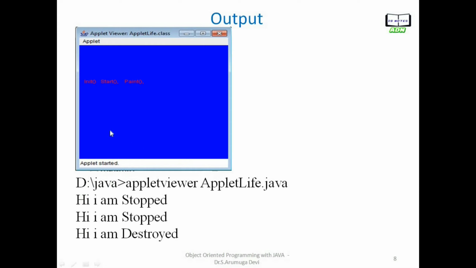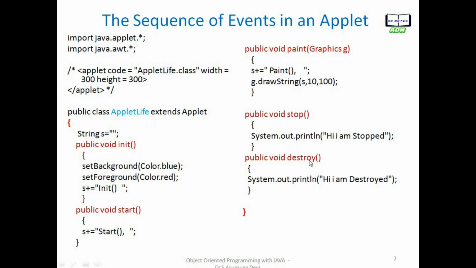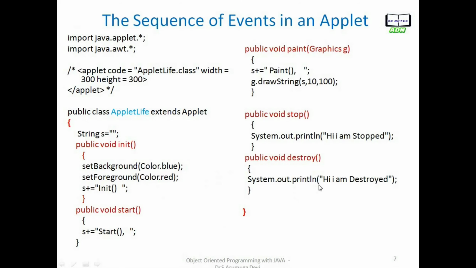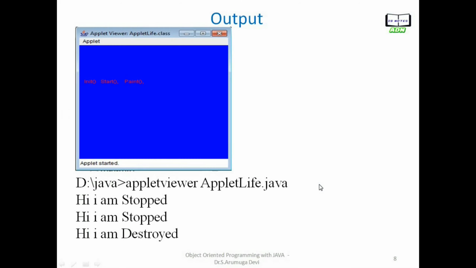Output of this program: as we have set the blue background, it is blue, and this is the starting point: init, start, paint. After that I minimize the browser two times, so I get the output in the command prompt. Here in stop it is mentioned, hi I am stopped, so two times I minimize the browser, and I get the output hi I am stopped. Whenever I close the window, hi I am destroyed. Thank you.